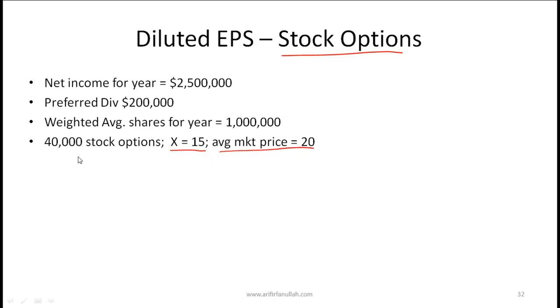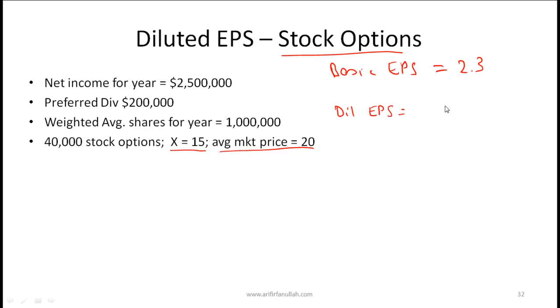What this means is that the senior executives can come to the company and buy the stocks for $15. So an option with an exercise price of 15 means that the executive can pay $15 and get a share. Why would an executive want to do that? Because he can then take that share and sell it in the market for $20 and make a $5 gain. So how will this impact our diluted EPS? Remember, basic EPS remains the same as what we've talked about before. So the basic EPS would continue to be 2.3. But how would we calculate the diluted EPS?